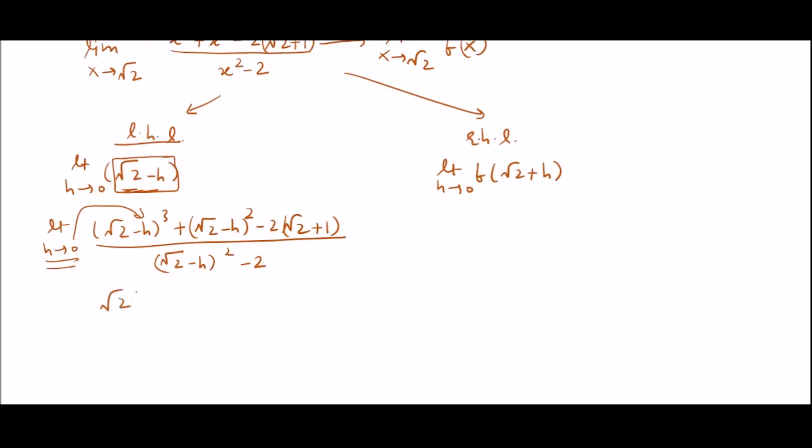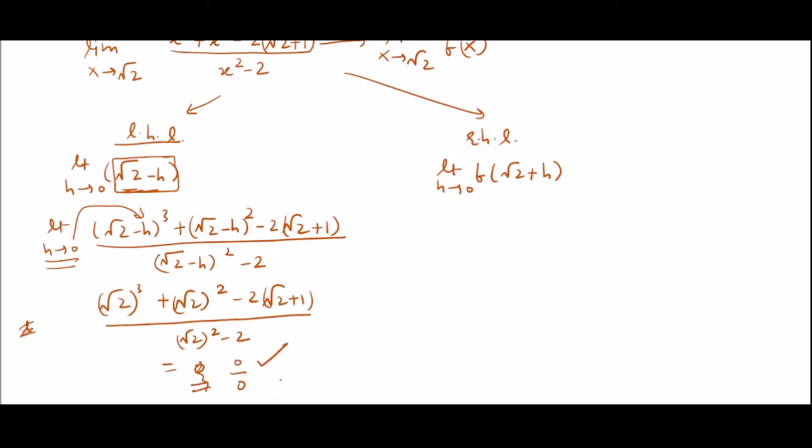So we will get root 2 cube plus root 2 square minus 2 root 2 plus 1 whole upon root 2 square minus 2. And we will get the same answer as 0 upon 0 form. So it will be 0 upon 0 form, right? So here also we are not getting the right value. Similarly, if we solve this right hand limit, then also we will get a 0 upon 0 form. This means that still we do not get to our solution.